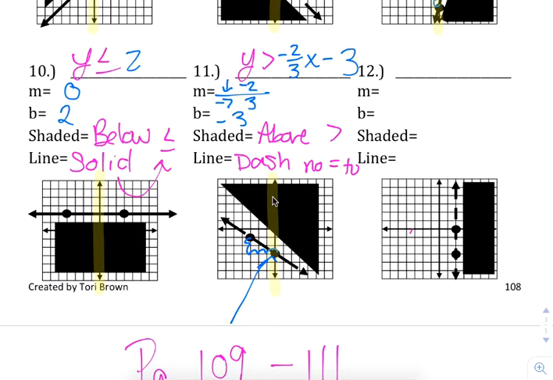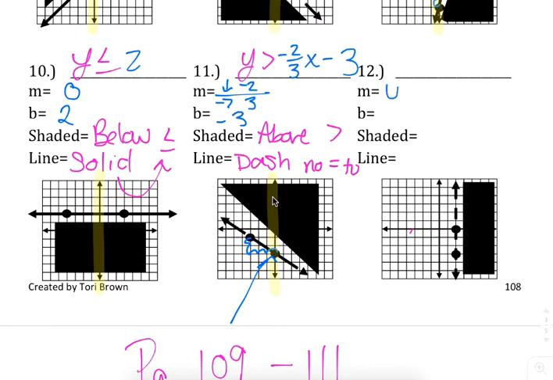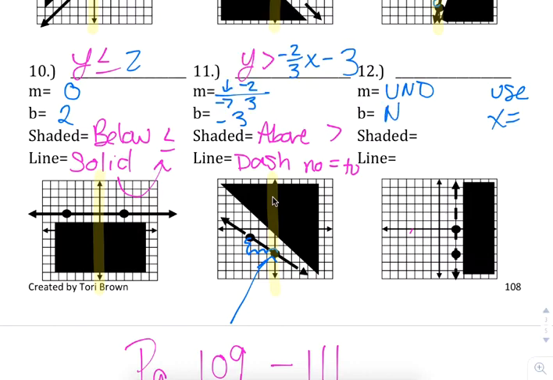We are on our very, very last problem. Please make sure you write all of this down. For our slope, it's vertical. We call that undefined. And remember that when you're using undefined, we need to use an x equals equation. Okay? I do not have a y-intercept because my graph does not ever cross the y-axis.